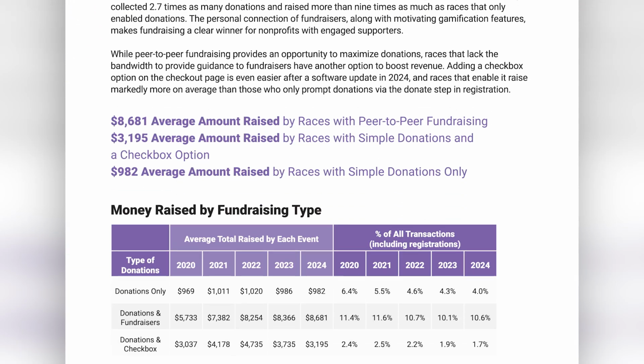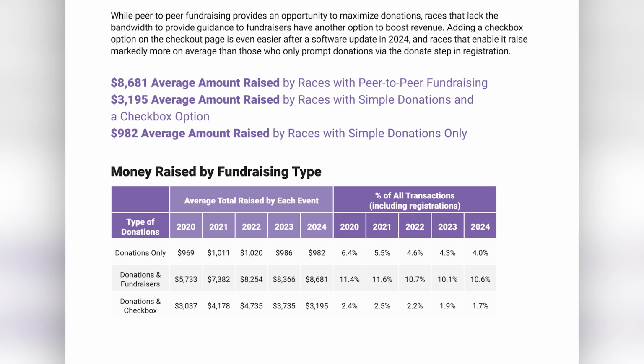The final way that we'll say you can make more, and it's by far the most effective, is to add peer-to-peer fundraising to your event. We said that the average race with just donations collects a little under $1,000 for their event. The average race with peer-to-peer fundraising goes up to about $8,600 for the event, more than 8 times as much money. The caveat to that is that peer-to-peer fundraising is also more work for you.